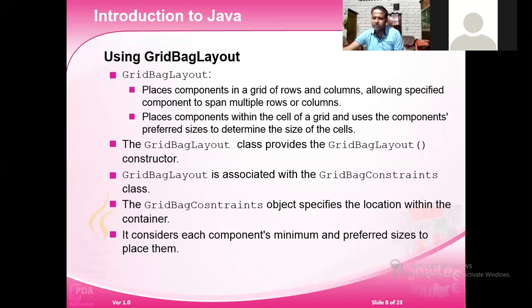So some of the fields that we are using for grid bag layout: a double array, which is used to hold the override column weight; an int array, which holds the column width; and a hash table, which, as we already know, is used to maintain the association between the component and grid bag constraint. So these are the different parameters that we're using.